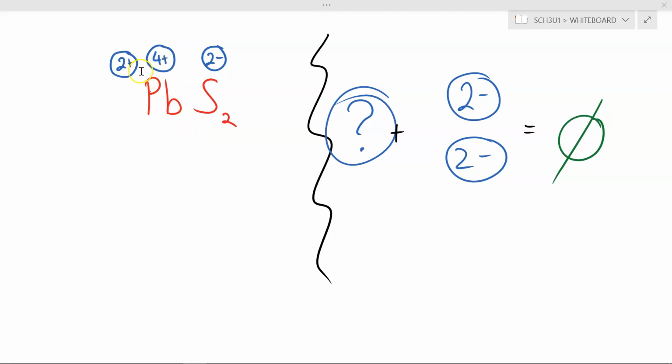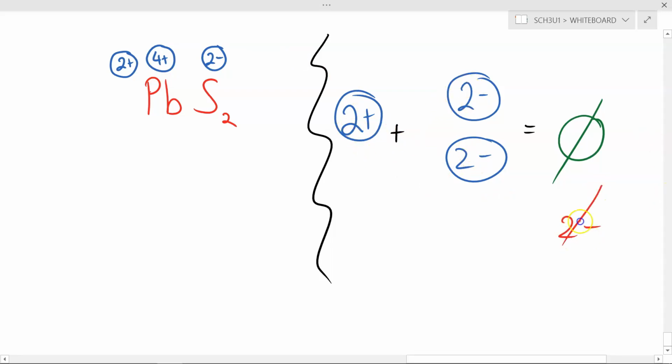Now which of these 2 numbers, when I put it in here, would add up to 0? If I put in lead 2 plus, does this equation work? No. 2 positives with these 2 negatives adds up to 2 minus, and that's not right. So I can cancel out this 2 plus, and it must be the 4 plus version of lead. So with the 4 plus added to these 2 minuses, now we zero sum. So all 4 electrons that were lost by the lead were gained by these 2 sulfurs.